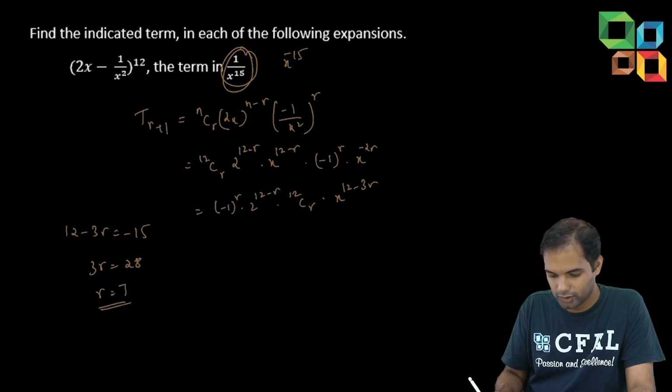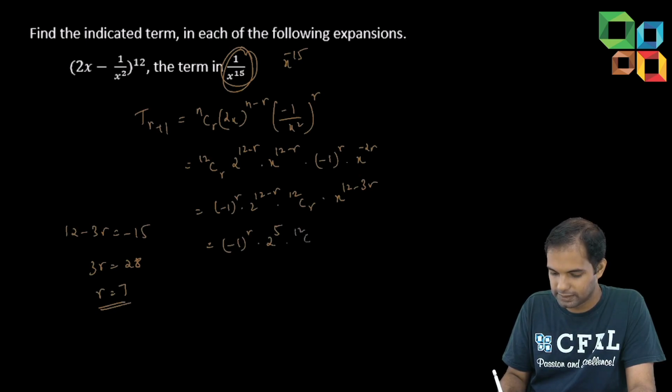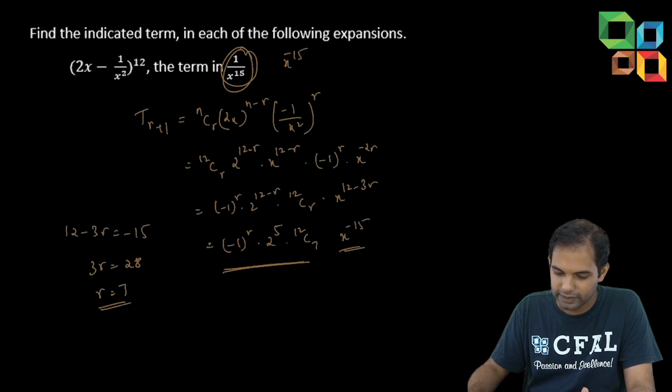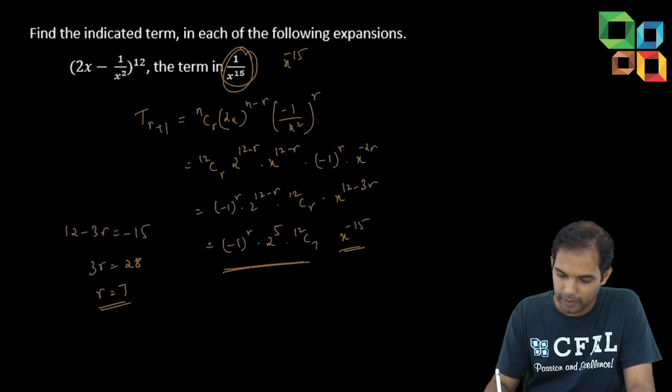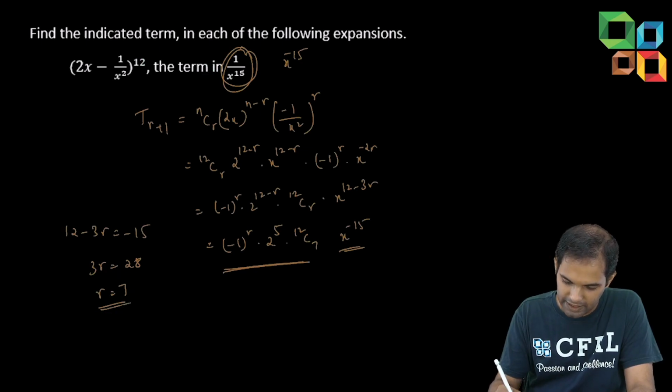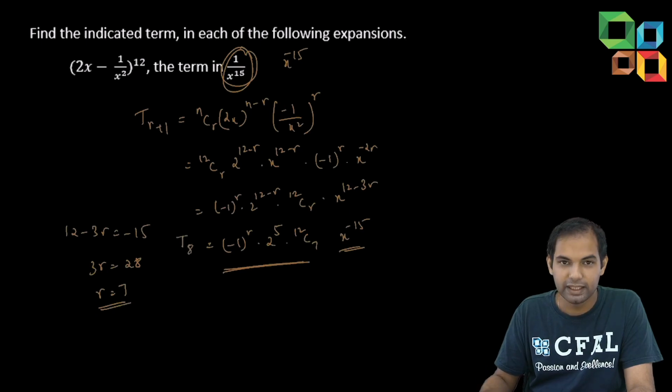Right. So if r is 7, you can just figure out what term it is. That's minus 1 power 7 into 2 power 12 minus 7 into 12C7. This will be the coefficient of x power minus 1. Okay. So for any power, always write the general term. But remember, usually students make this mistake when writing the term. They just write it as the 7th term, but r is 7, so the term is actually the 8th.